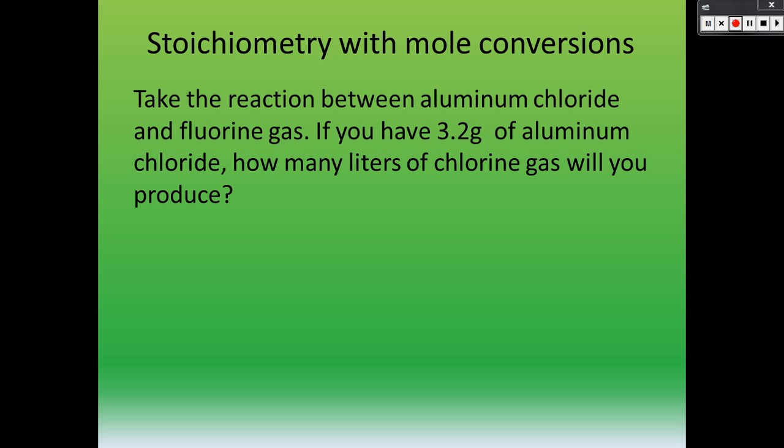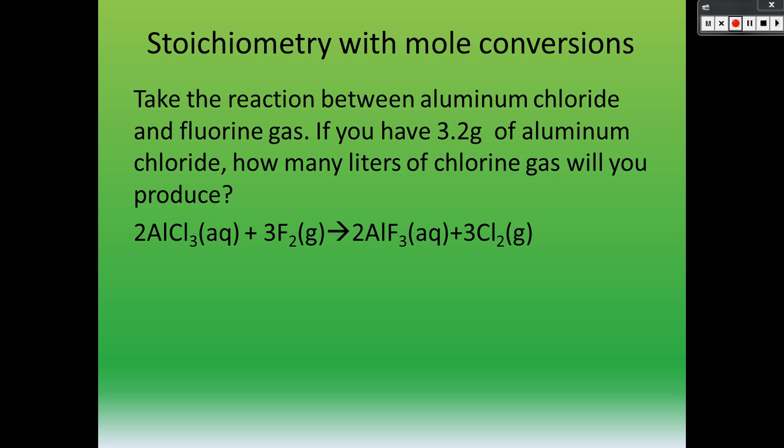So the first step in absolutely any stoichiometry question is to write a balanced equation. So pause the video, write your balanced equation, and then check your answer. So you should have had this balanced equation. 2AlCl3 aqueous plus 3F2 gas yields 2AlF3 aqueous plus 3Cl2 gas. So essentially 2 moles of aluminum chloride plus 3 moles of fluorine gas yields 2 moles of aluminum fluoride and 3 moles of chlorine gas.